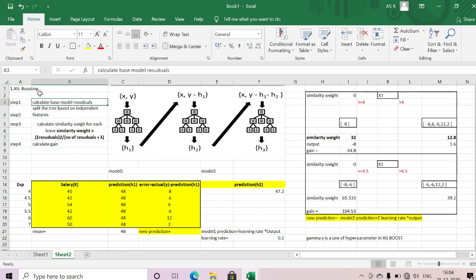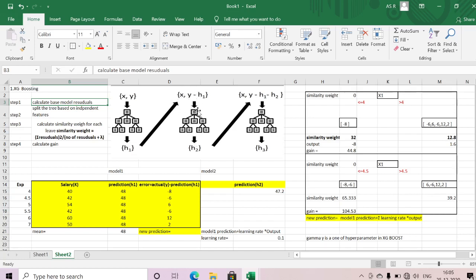XGBoost is always a sequential process. This independent and dependent variable, X and Y, I am passing to the first decision tree. Then I will get the prediction h1. For the second decision tree, we need to pass the residuals: actual, which is y, minus the h1 prediction. This error, actual minus prediction, I pass as the target to the second decision tree. My target is the error, and the independent feature stays as it is.